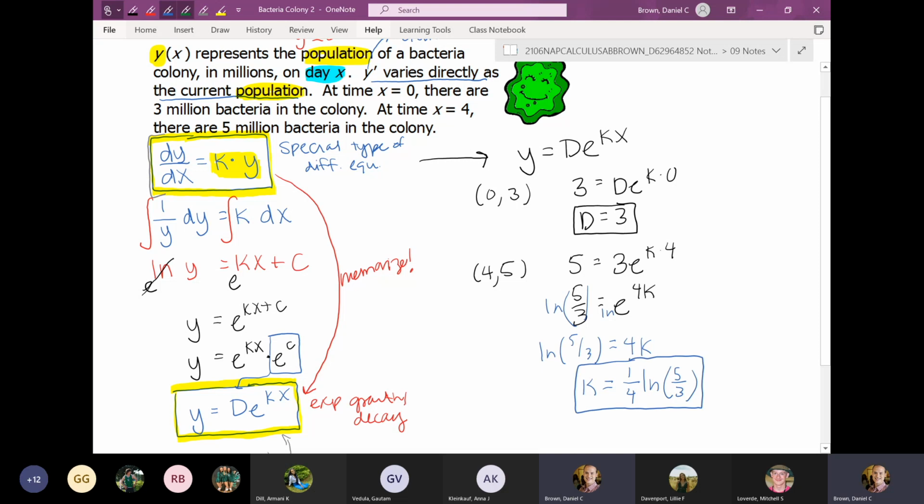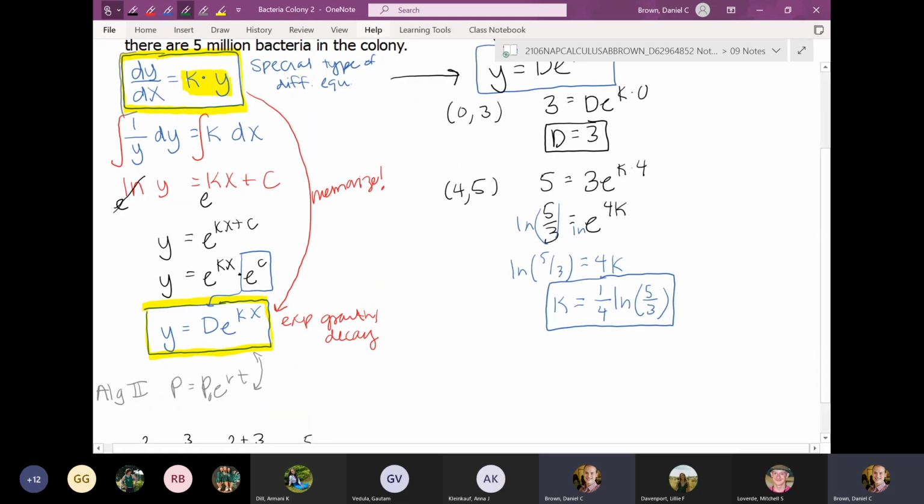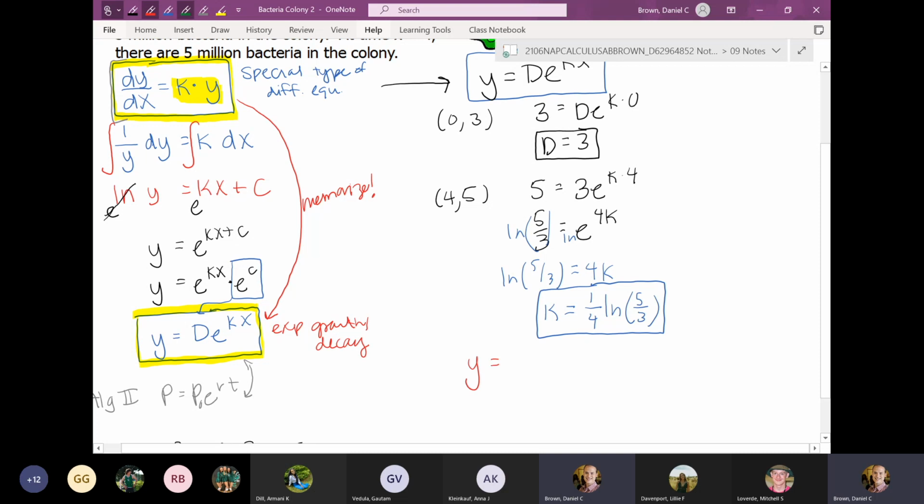And then deep breath, because we're almost there. We have the differential equation. We have the general form. We have the two unknowns, that k, and then we turn that c into a d, basically. So what is our final answer? y, which is the bacteria population, equals d e to the k, and then don't forget the x.